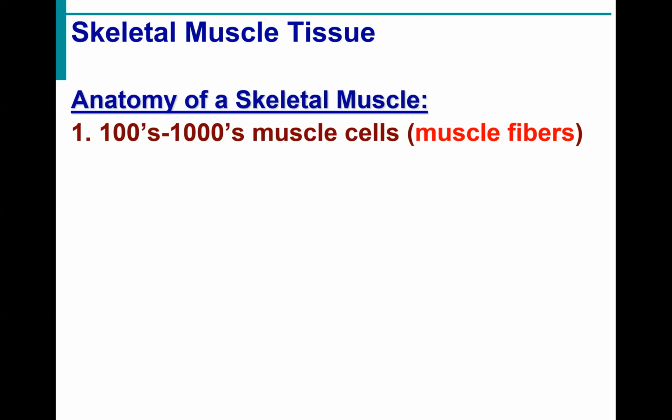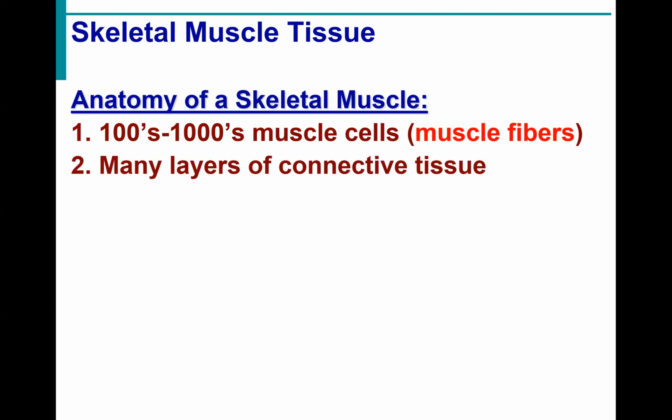But those muscle cells are not just thrown together like inside of a bucket. They have to be precisely organized. And so to precisely organize those muscle cells so that they can function together, we need many layers of connective tissue.